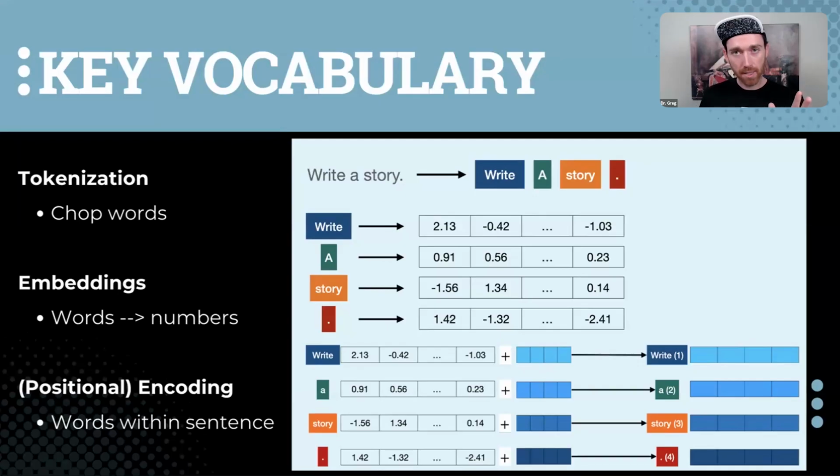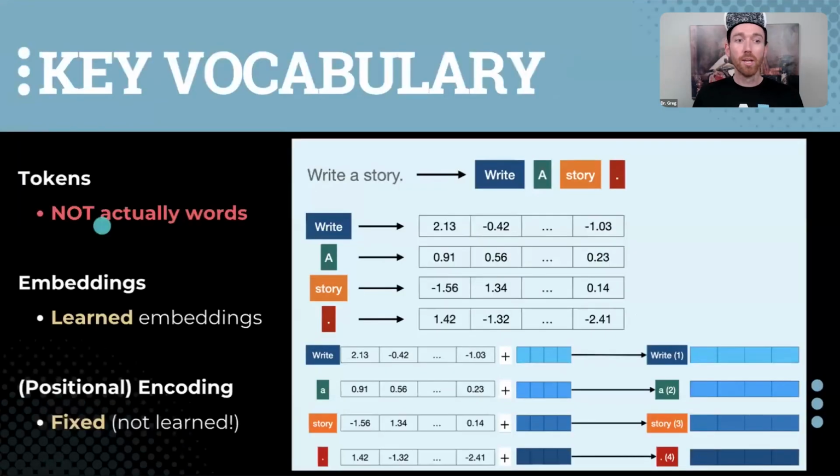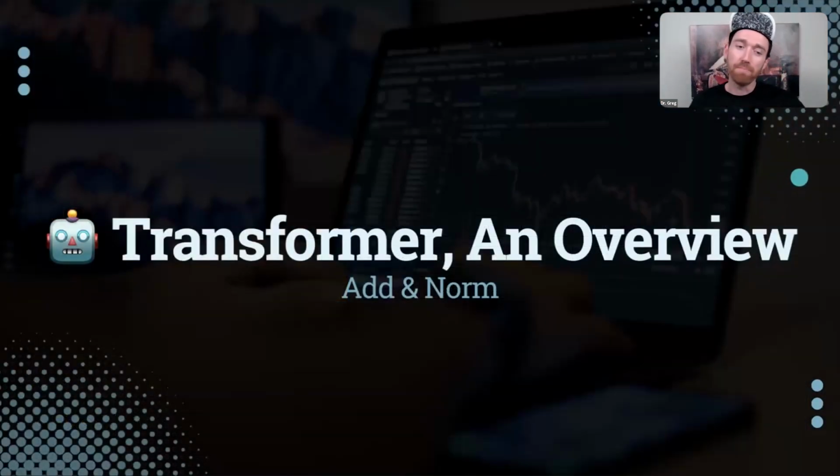And in case you missed it, tokens are not actually words in practice. They're more like subwords, right? They're more like sort of half words. The embeddings that we use in these transformers, they are learned, but the positional encoding is a fixed sine cosine representation. Definitely read about it in the paper. Check it out. Let's talk about add and norm.